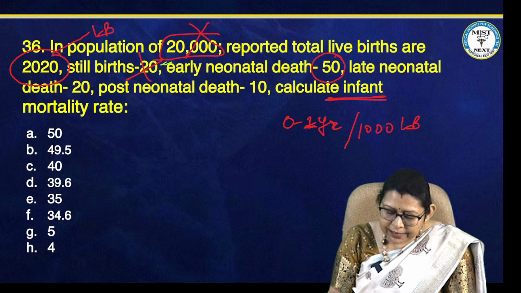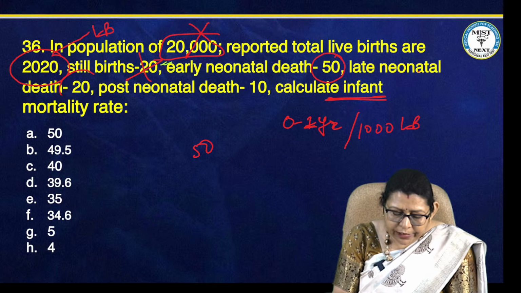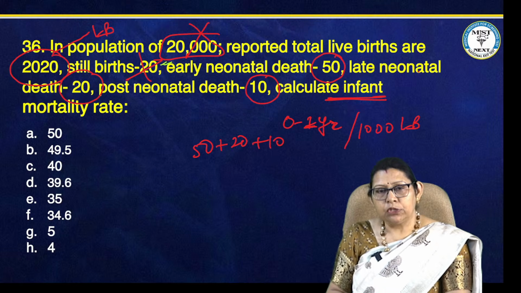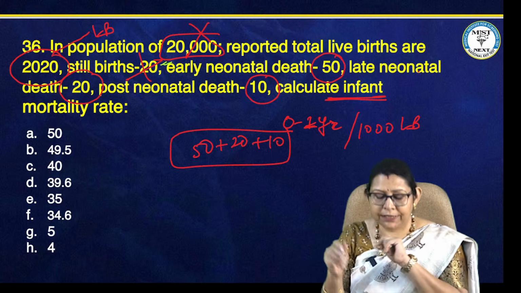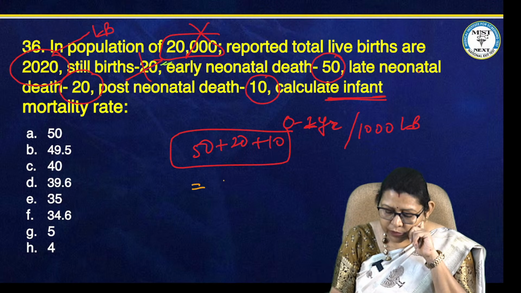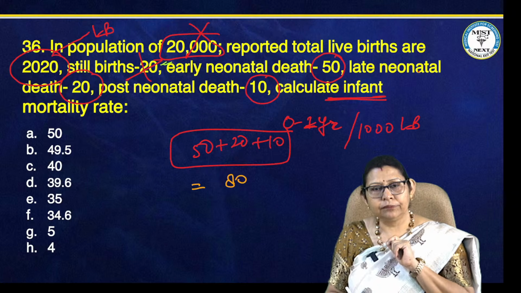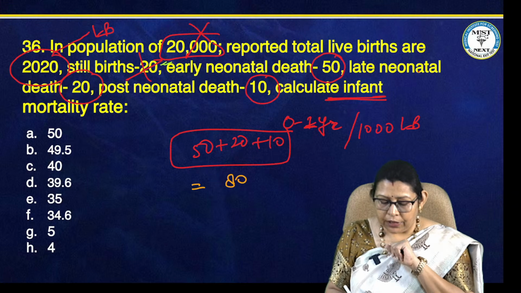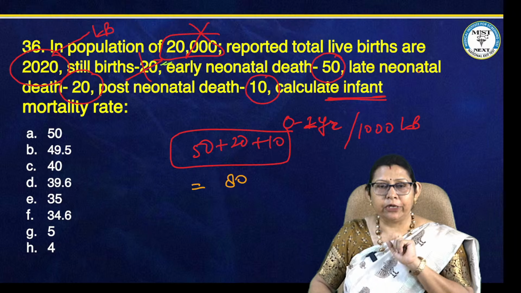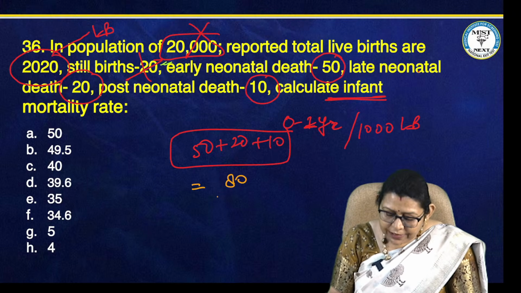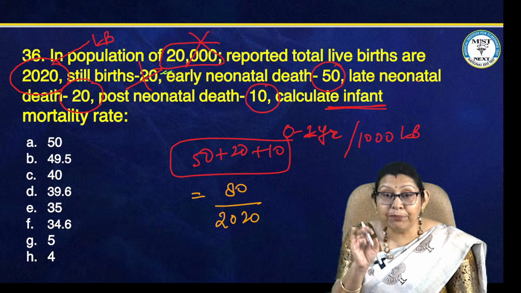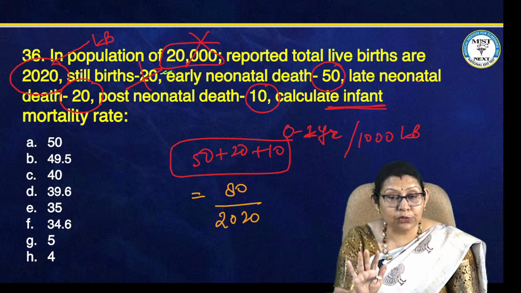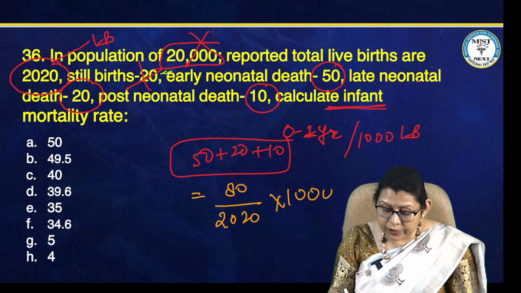Early neonatal deaths कितनी है? 50. Late neonatal deaths कितनी है? 20. And post neonatal deaths कितनी है? 10. So they all are in the infant period. 50 plus 20 plus 10. So मेरी total infant deaths हो गई, it is 80. ठीक है. This is the catch. Stillbirth is not included in the infant mortality. याद रखना. Now this is out of 2020. ठीक है. क्योंकि live birth दिया है directly, not the total birth. ठीक है. And you have to convert into 1000.